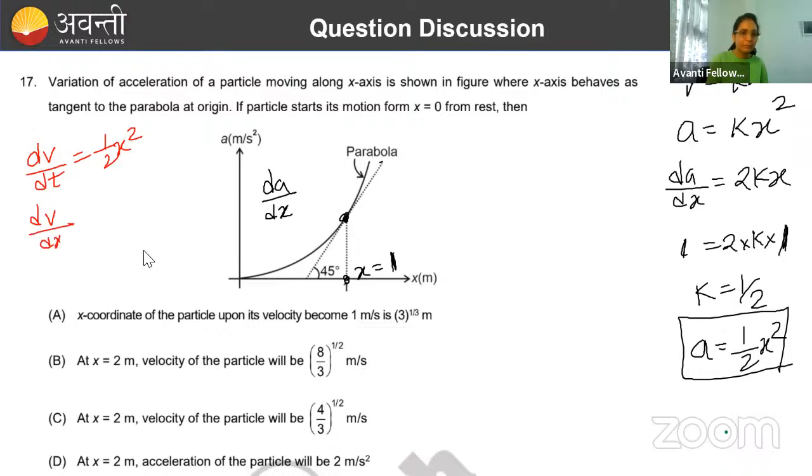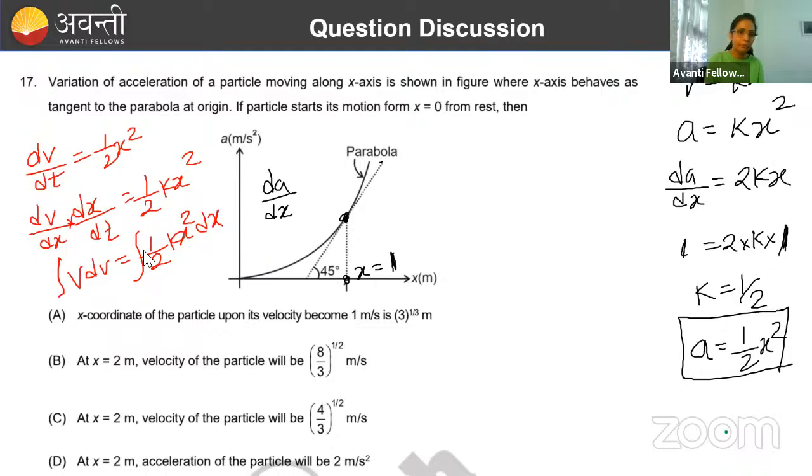So let's write here dv by dx into dx by dt. dx dx will cancel, and it is still dv by dt. So no basic change in the equation, only rearrangement. Now dx by dt can be written as v, velocity. So this is your v dv equal to half x square dx. This is the equation we have got, right? Now initially the body is at rest, x equal to 0, and the initial position is x equal to 0. So initially x is 0, finally x is x, initially velocity is 0, finally velocity is v.